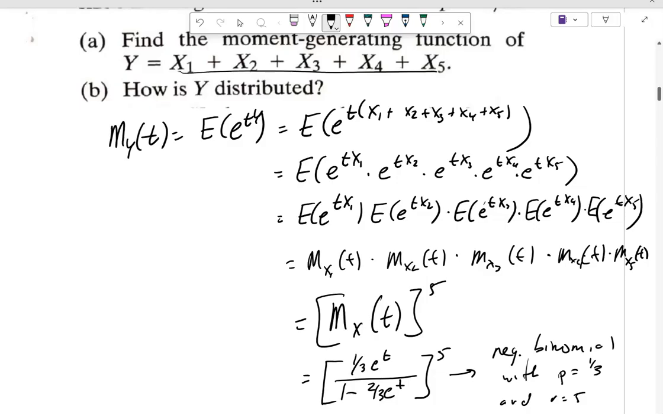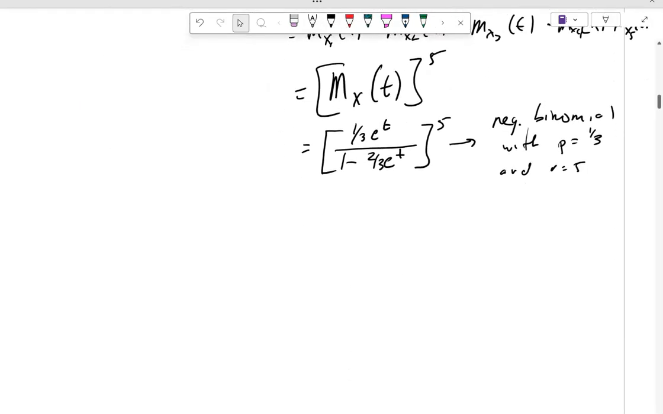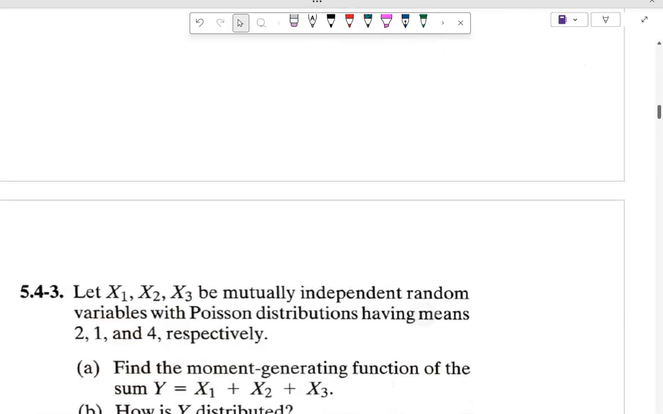Questions on that one? Yeah, Trace. Yeah, just add the r. As long as they have the same p's, you would just add the r's. Yeah, you have to have the same p's to get the same base. Okay, cool.